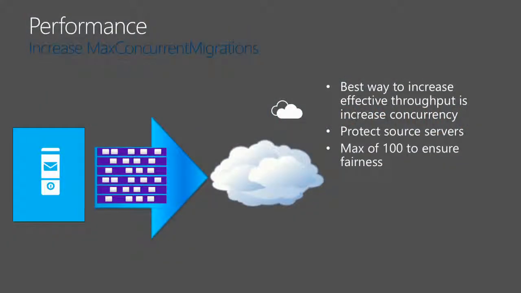So what is the best way to improve throughput? There are two ways. One is to increase the max migration concurrency. This specifies the number of mailboxes you can migrate concurrently at any point in time. The max we allow is 100. That means you can move 100 mailboxes concurrently, which adds a lot of load to the source environment. If you do want higher concurrency, you can make a request and we will consider it. We've had people ask for 300 concurrencies.